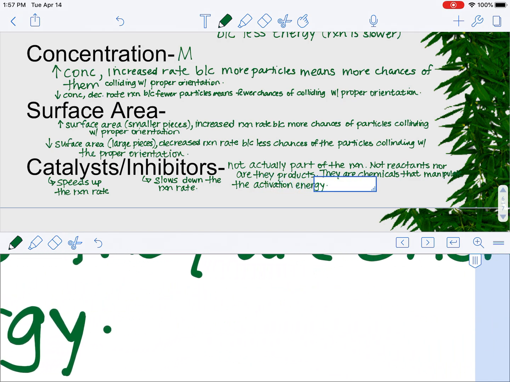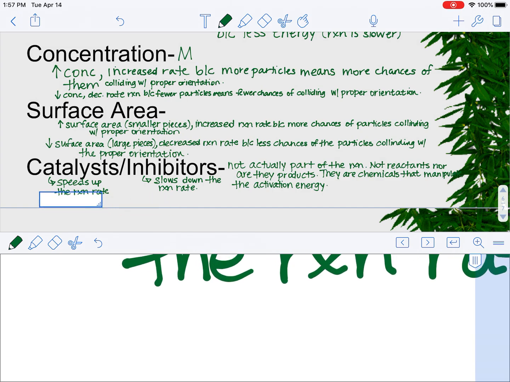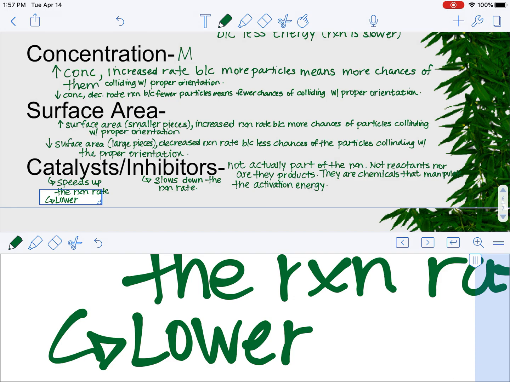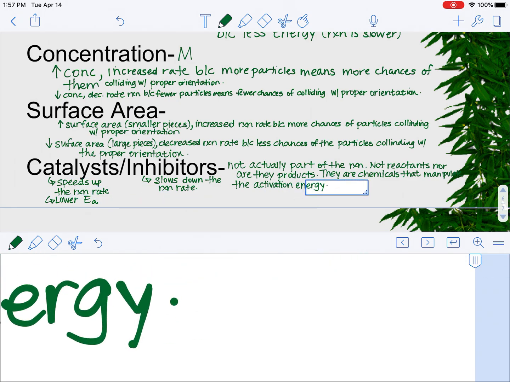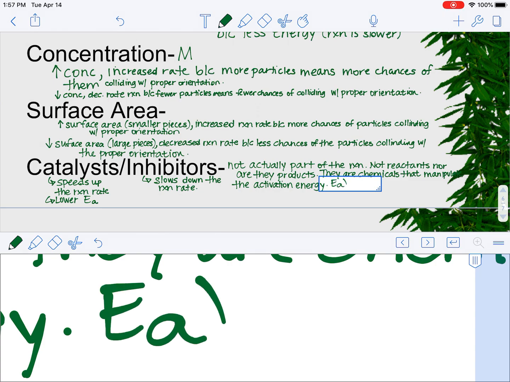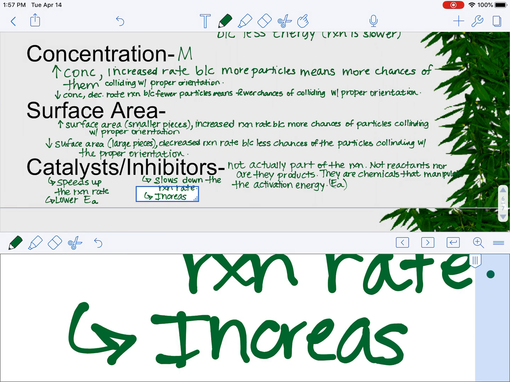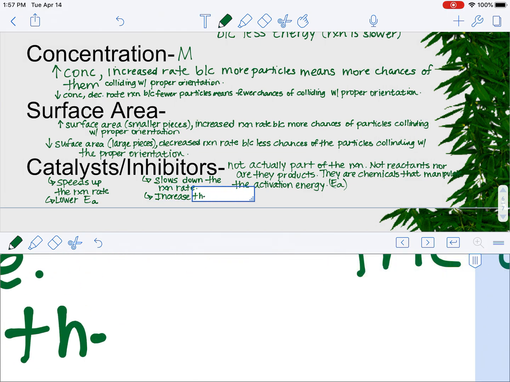And activation energy, if you've forgotten, is the minimum amount of energy needed for the chemical reaction to take place. The catalyst is able to speed the reaction rate up because they lower the activation energy, which is abbreviated EA. Let's add that in as our notes, in case you forgot from the last video. An inhibitor slows down the reaction rate because they increase the activation energy.